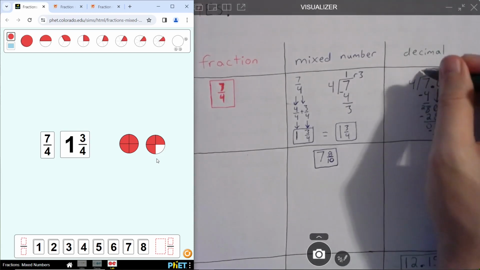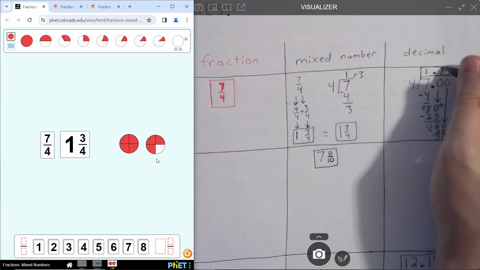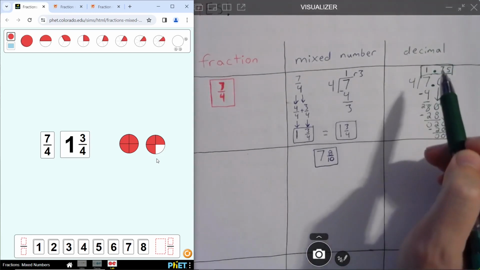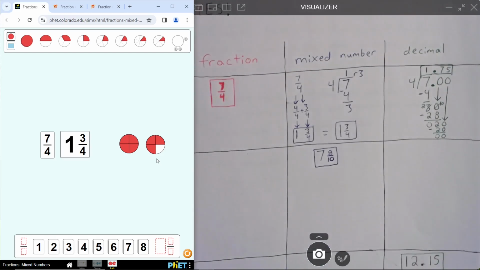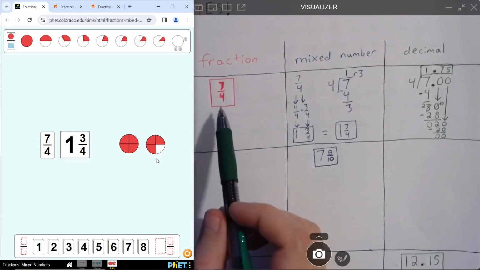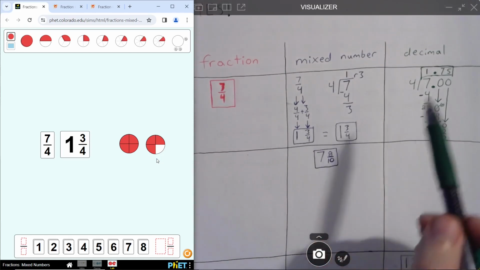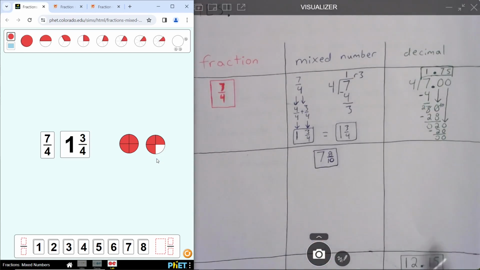And then your final answer is 1.75, or if you were to say it in words the way your teacher would probably want, 1 and 75 hundredths. So in other words, 7/4 is the same as 1 3/4 is the same as 1.75 or 1 and 75 hundredths.